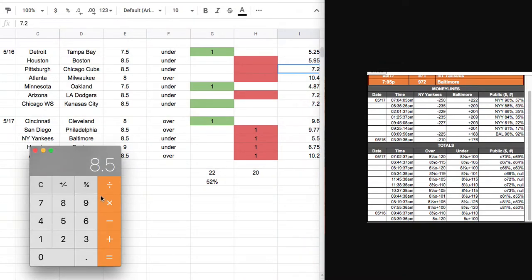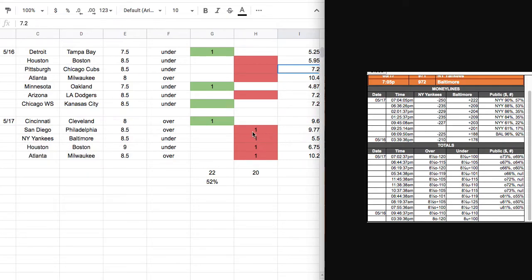So if we take 8.5 divided by 9.77, we get 87. See, that one was even tight. So -1. So see, that was only a 13% margin. So we eliminate that game.